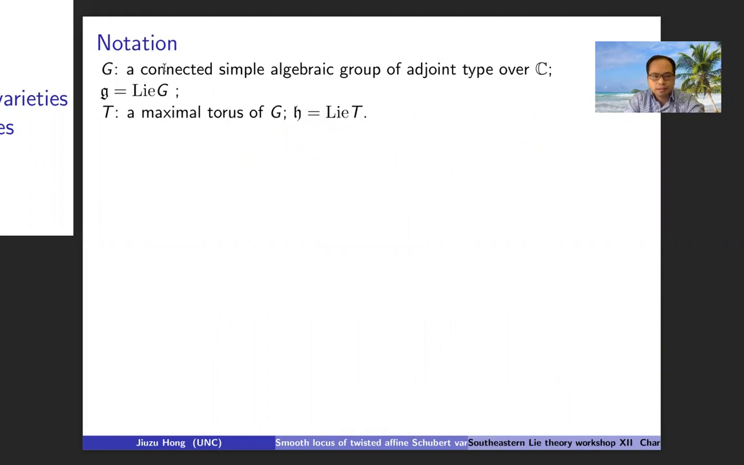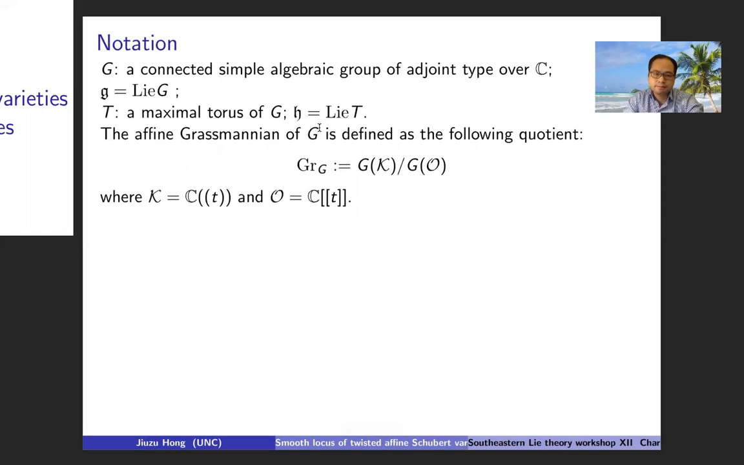So here G is a connected simple algebraic group of adjoint type over C. And this other letter g is the Lie algebra of this group. And T is the maximal torus of G. And this h is the Lie algebra of the torus, which is a Cartan subalgebra in the simple Lie algebra. And one can define the affine Grassmannian of G as a quotient, G(K) by G(O). So this quotient should be taken in a suitable sense under certain topology.